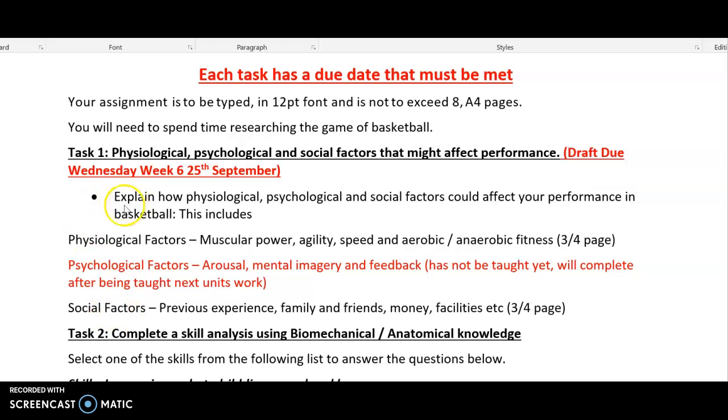So just to emphasize, the part is explain how these factors could affect your performance in basketball. So again, the main points here is explain how the factors could affect your performance in basketball. And under each factor, again, 3/4 of a page is what we're looking for. And how you structure it would be looking at one of these factors. Again, there may be other ones that you want to cover. These are just to give you an idea.